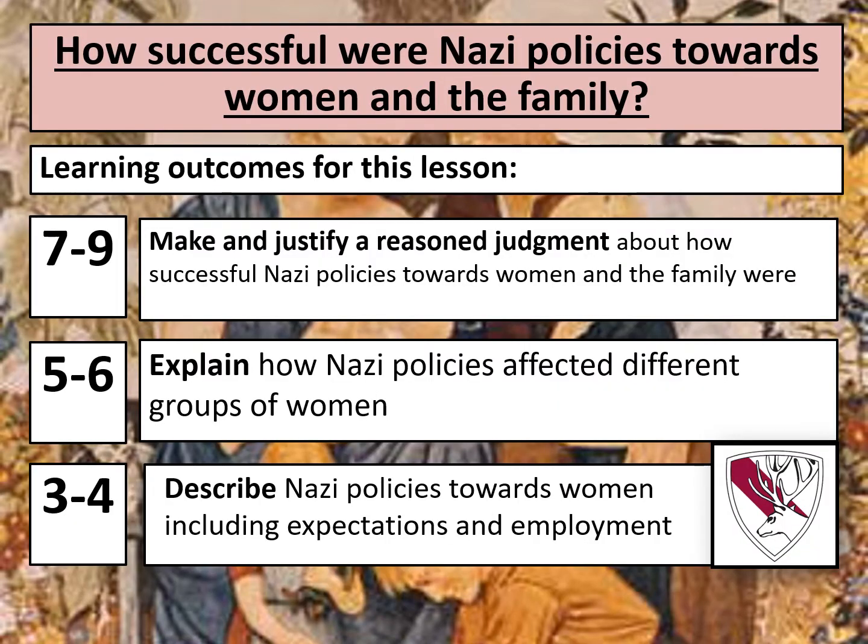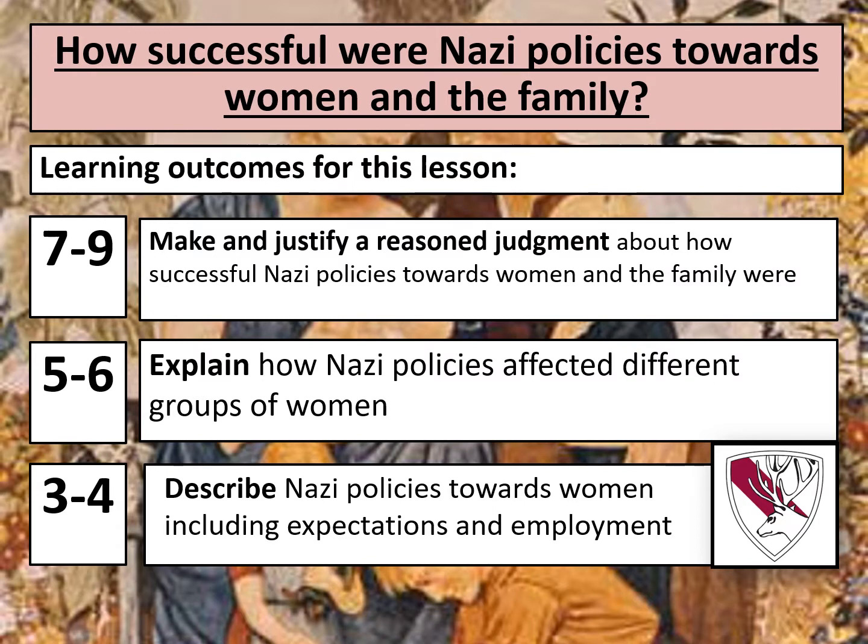So, as you already know, today we're going to look at Nazi policies towards the women. We're going to look at what it was like for them in terms of having children. We're going to look at their restrictions on their personal freedoms, and we're going to be thinking about their role with employment. So, as always, we've got our normal TCA outcomes on the slides here.